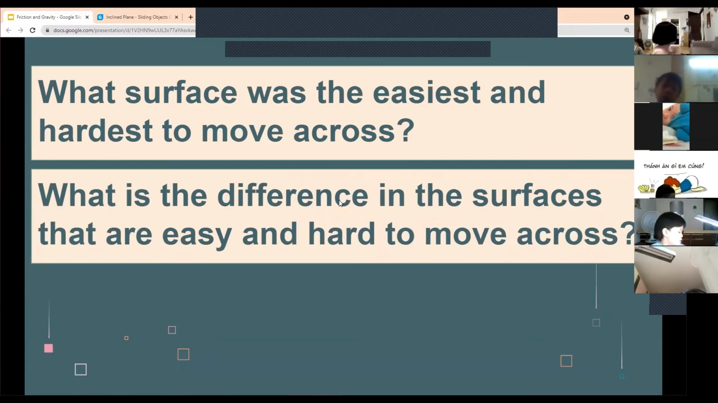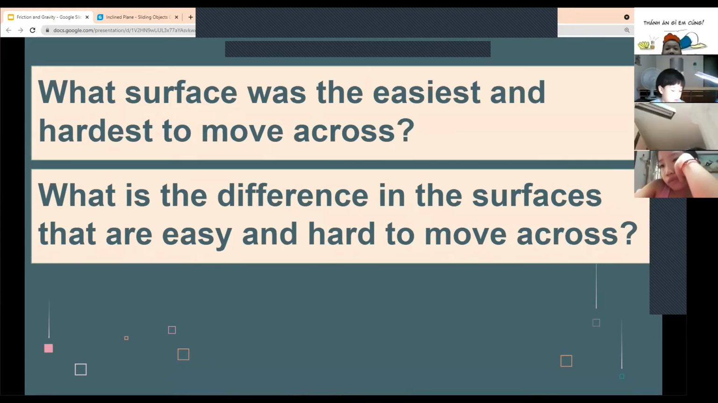What is the difference in the surfaces that are easy and hard to move across? What are the differences? Let's have Misha. What is the difference in the surfaces that are easy to move across and hard to move across? I think they're the same. They're the same, okay? How about Kim? What is the difference in the surfaces that are easy to move across and hard to move across? The floor. Yeah, but what's the difference between your floor? So your floor was the hardest to move across, and let's say your desk was the easiest. What is the difference? The desk is smoother. Smoother surfaces usually have less friction and are easier to move across.